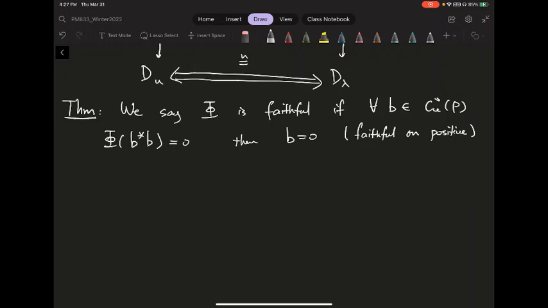The big theorem is that this is equivalent to being nuclear, or amenable. Your P is amenable if and only if this phi from your full algebra to the diagonal part is a faithful conditional expectation. So that's the main theorem we're going to prove.